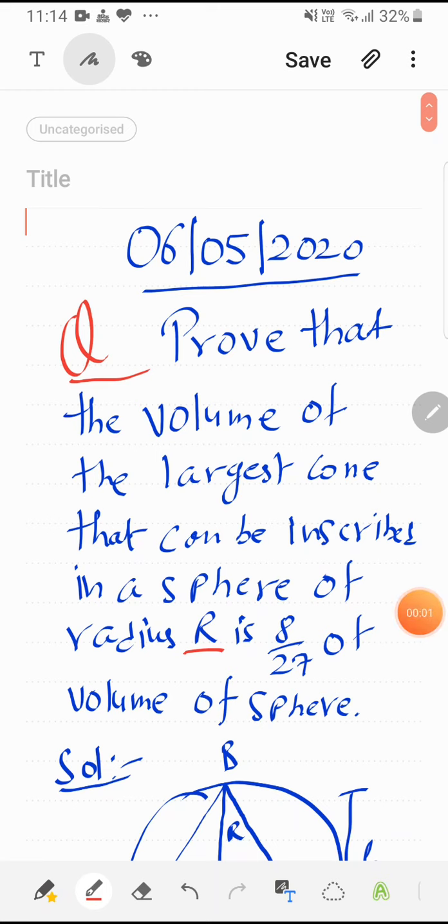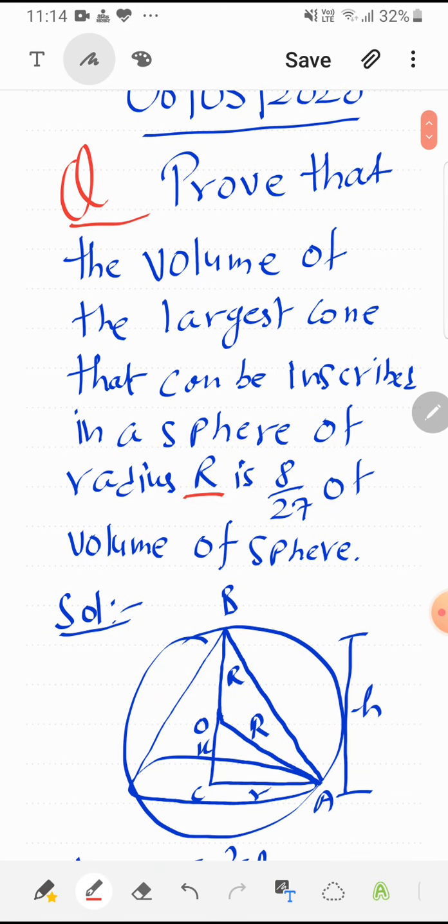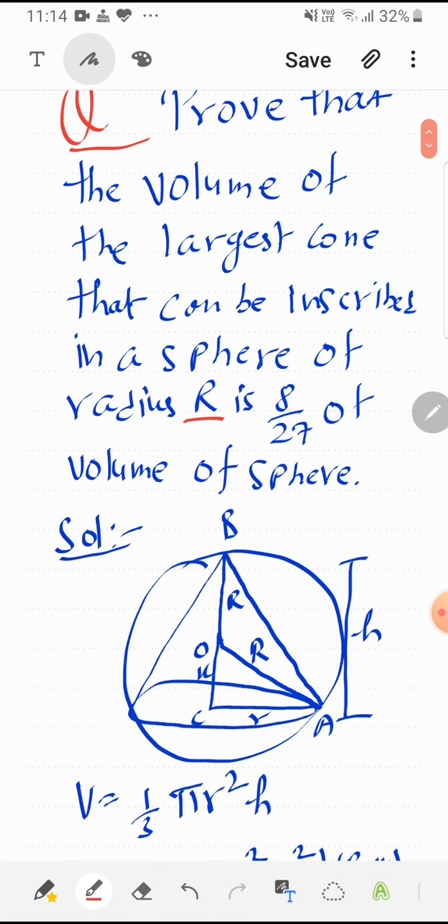Hello students, today we are going to discuss some applied maxima minima problems. So first problem is prove that the volume of the largest cone that can be inscribed in a sphere of radius capital R is 8 by 27 of volume of sphere. So given is radius R of sphere and what we have to maximize is the volume of the cone. Now diagram is very crucial.